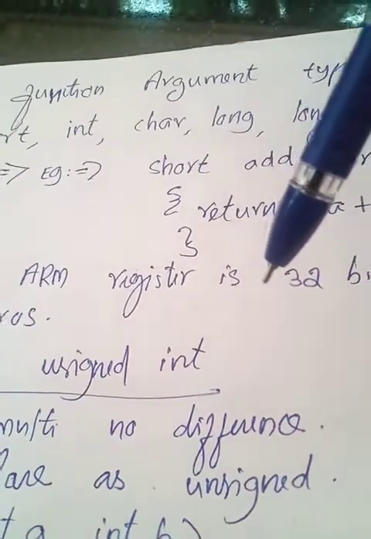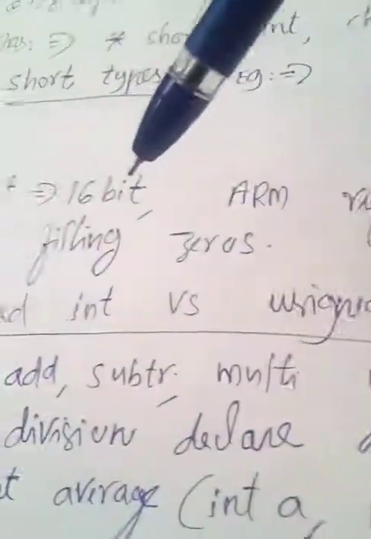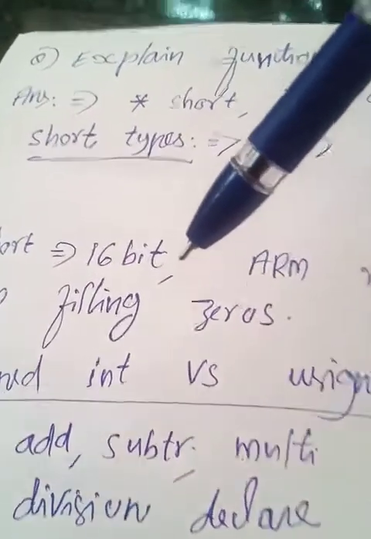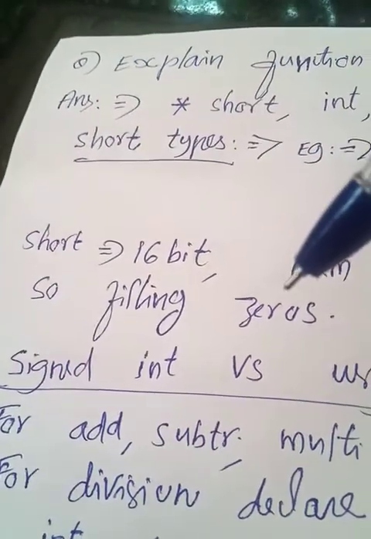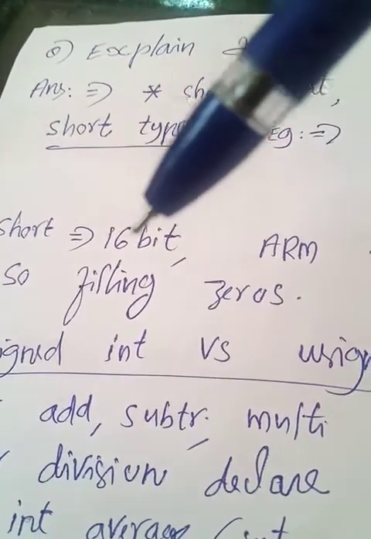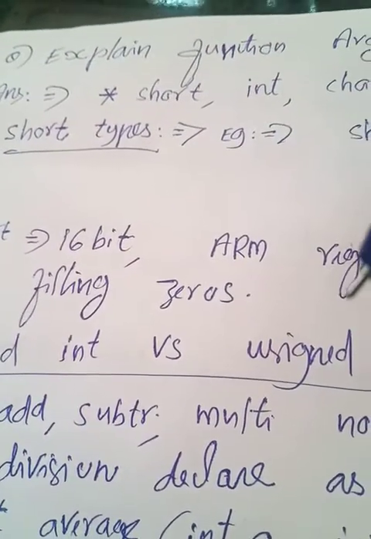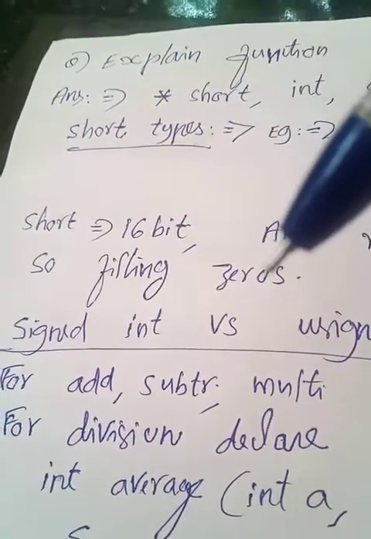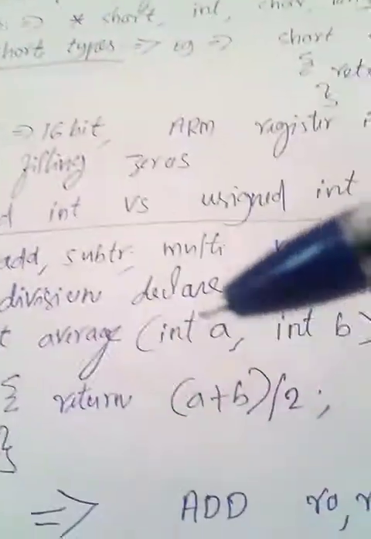All the ARM registers are 32-bit. So we need to fill the remaining 16 bits with zeros in order to convert the register into a 32-bit value. That's a problem with the short type, because short type is already 16-bit. ARM register is 32-bit. We need to convert the short into 32-bit by filling the remaining portion with zeros.